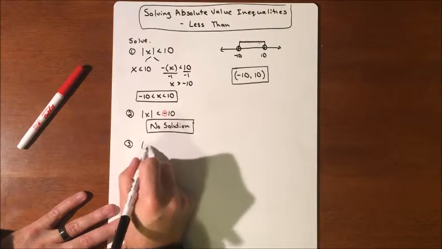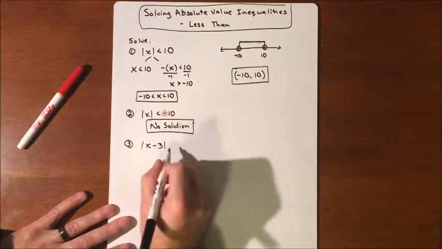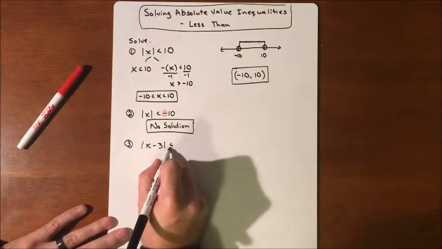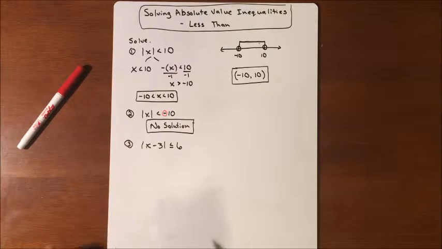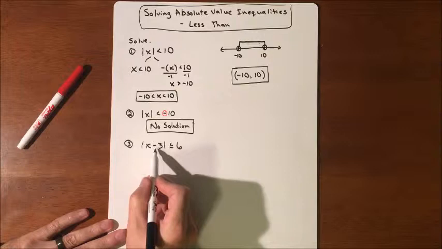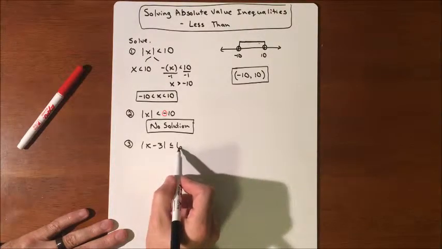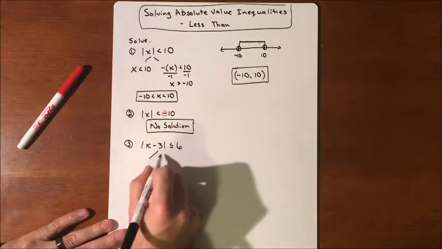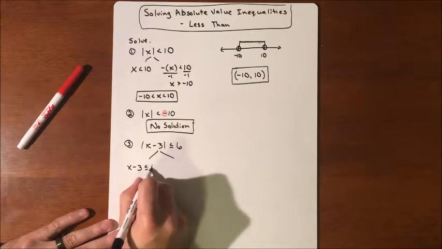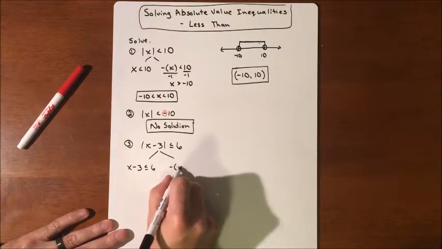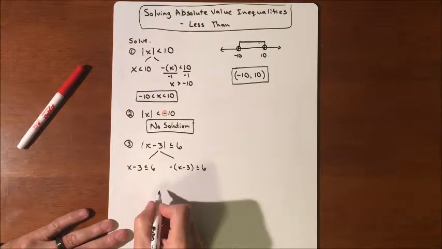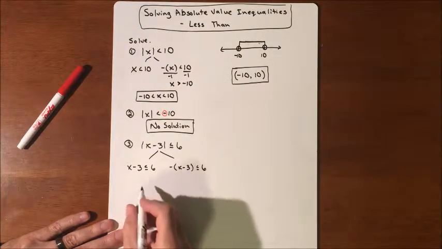So let's do another. So the absolute value of x minus 3 is less than or equal to 6. So two questions are, is the absolute value isolated? Yes. Is this a positive value? Yes. Great. We are ready to set up our two equations. So x minus 3 is less than or equal to 6, and then a negative applied to the entire absolute value, also less than or equal to 6. So we solve each equation individually.